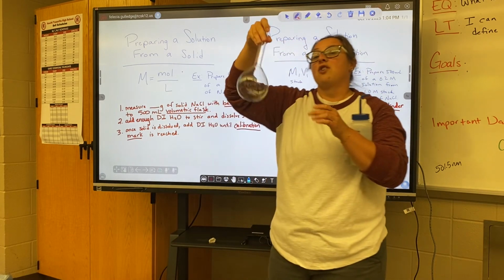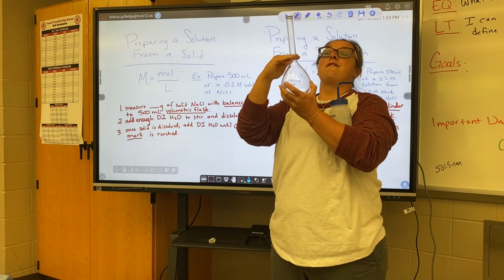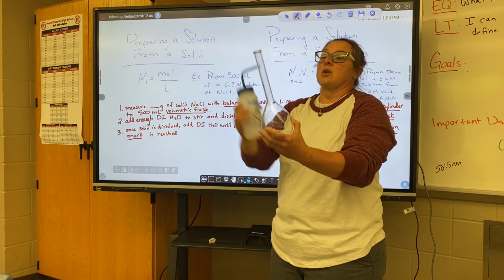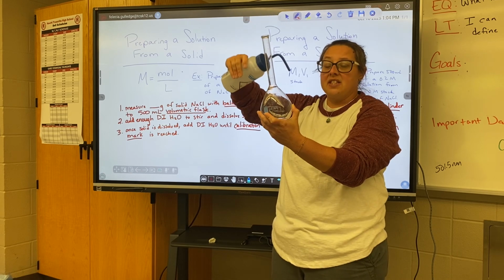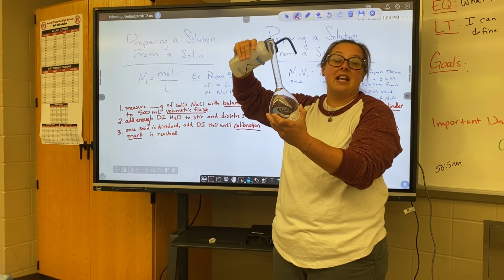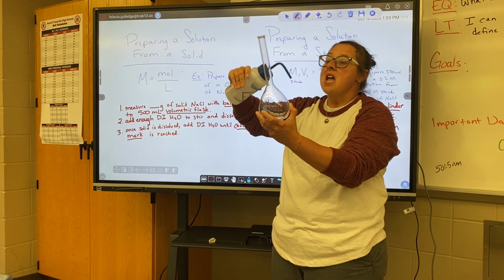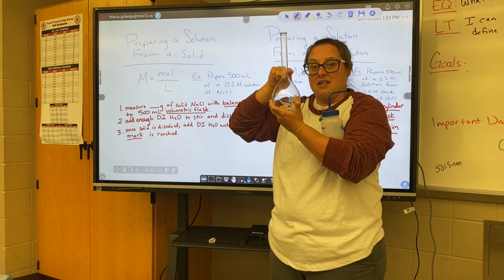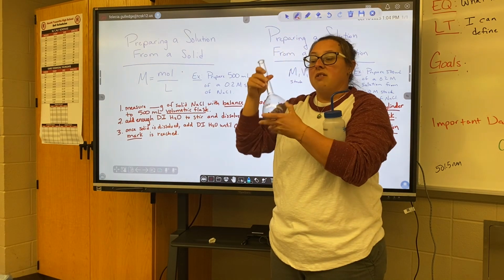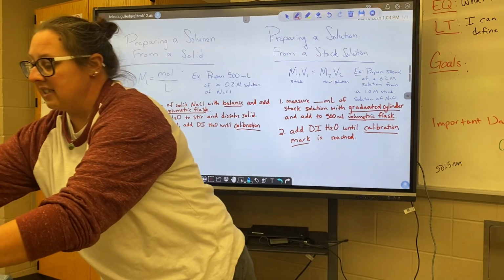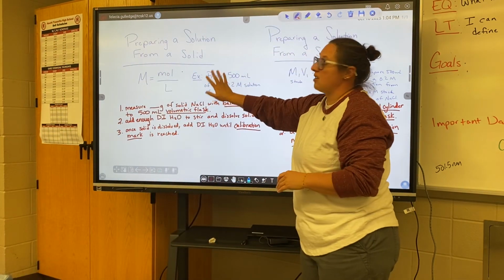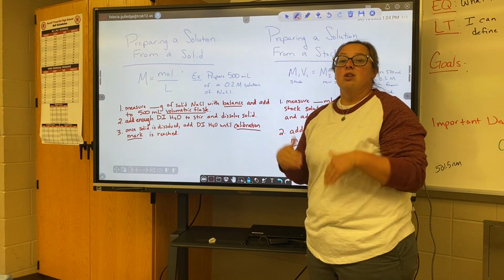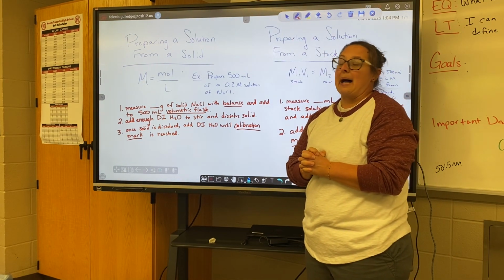Once that solid is fully dissolved, now it's time to fill our volumetric flask up to the calibration mark. So we're gonna keep filling with our DI water. The DI water is important so we don't create any precipitates that's not supposed to be there. And we're gonna fill up until we see the bottom of the meniscus at this calibration mark here. So that is the proper steps that is needed in order to prepare a solution from a solid. So make sure you have these written in your notes. You will be making a solution at some point in a lab.